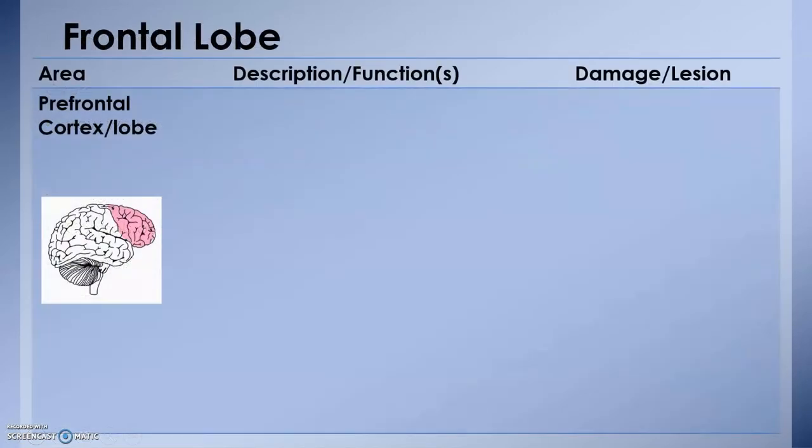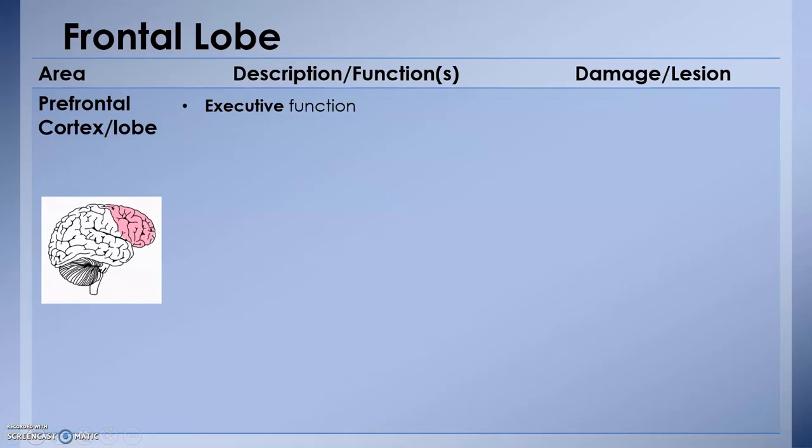Now, there are three regions of the frontal lobe that are of importance to us and that we are going to study. The prefrontal cortex or lobe is the first one. Thereafter, the motor cortex, and Broca's area is also involved. So the frontal lobe consists of three areas. I will repeat. We have the prefrontal lobe or cortex, we have the motor cortex, and we have the Broca's area.